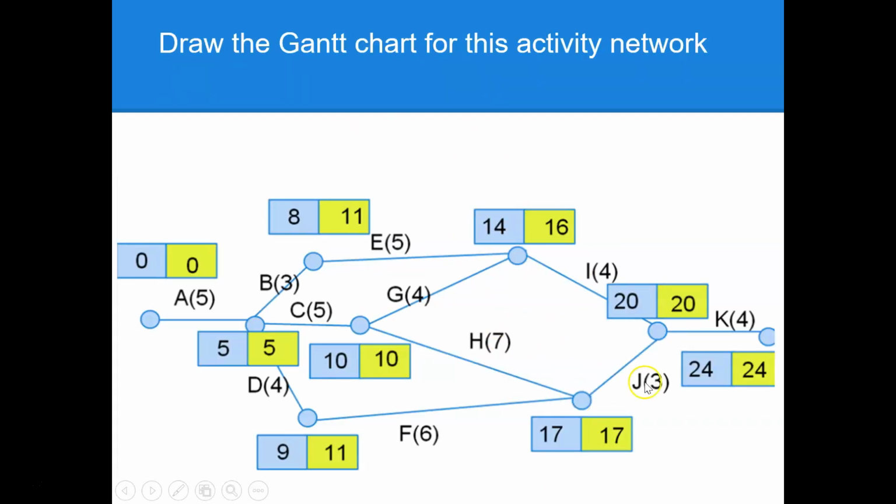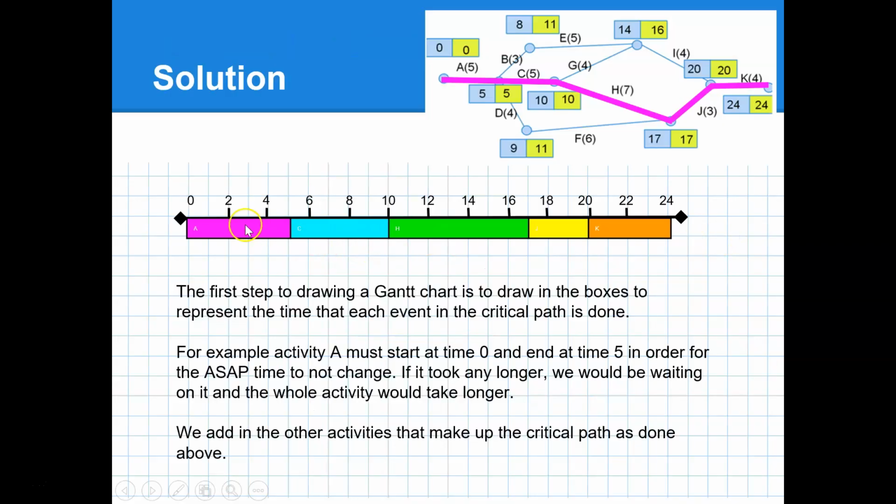Alright, so let's have a look at this activity. This is an example from before, the other slides, and let's go through and draw the Gantt chart for this whole activity network. Our first step, if you've got a grid book, it's actually really helpful, is that we need to draw a critical path along the top.